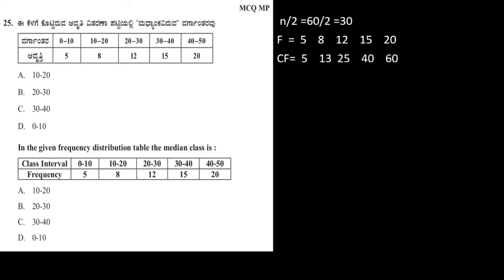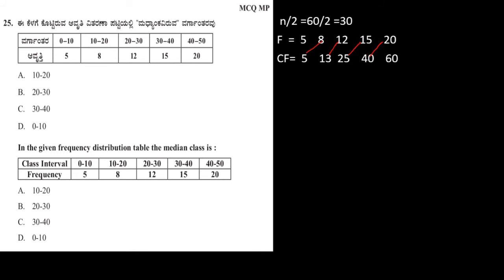Now we will find the cumulative frequency, CF. The first one is 5 only. Next, 5 plus 8 becomes 13. Then 13 plus 12 becomes 25, and 25 plus 15 becomes 40. And 40 plus 20 becomes 60.